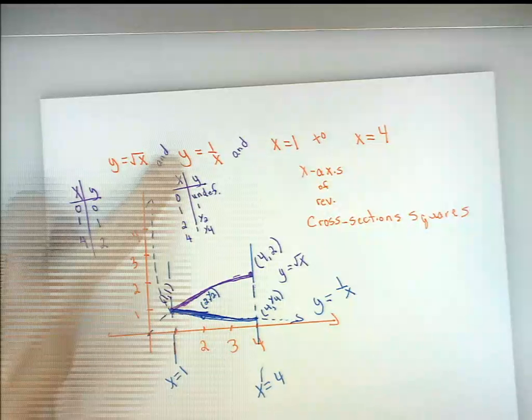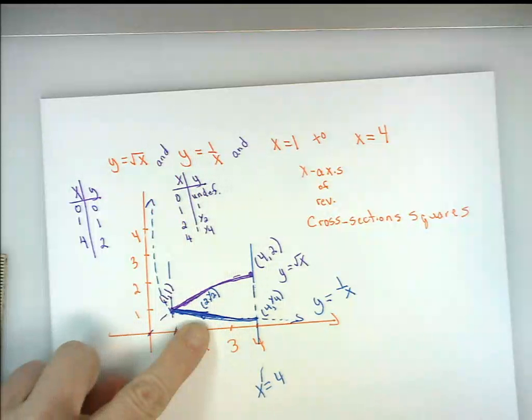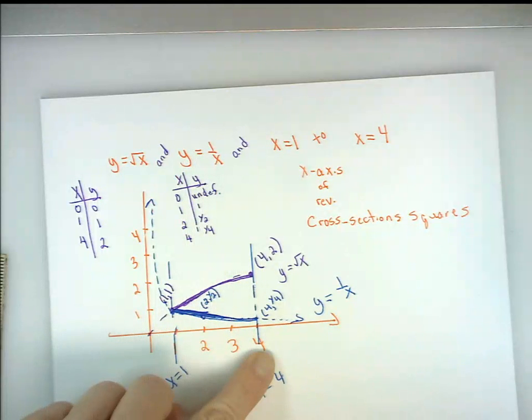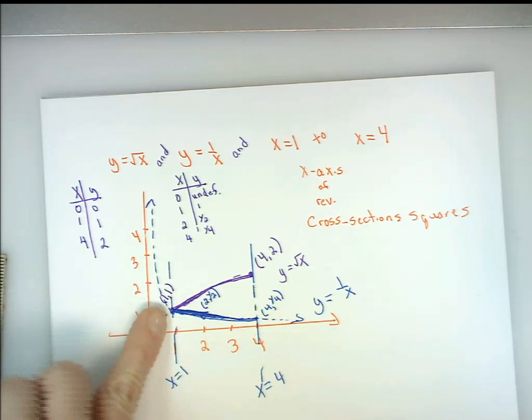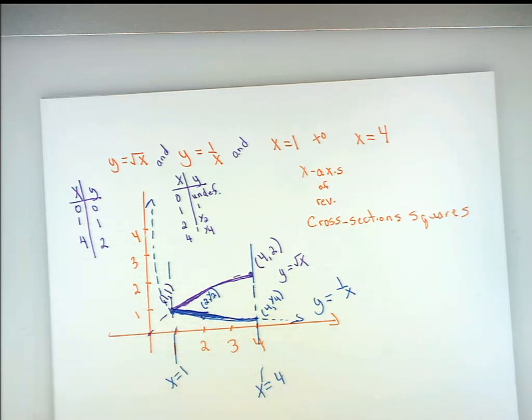Y equals 1 over x, so x is 2, y is a half, x is 4, y is 1/4, and then we already have the 0.11. And I'm going to draw in my cross sections.